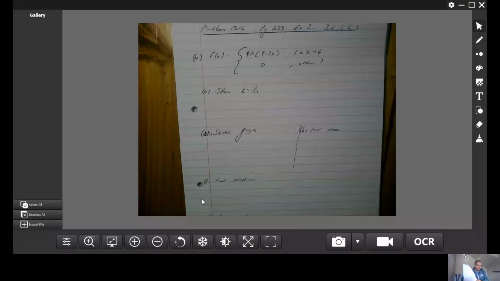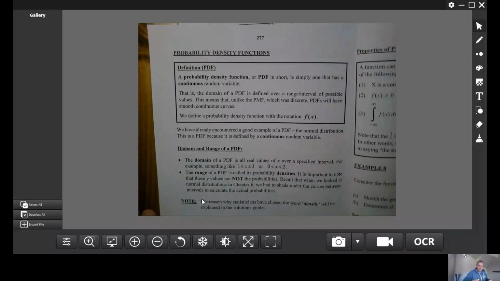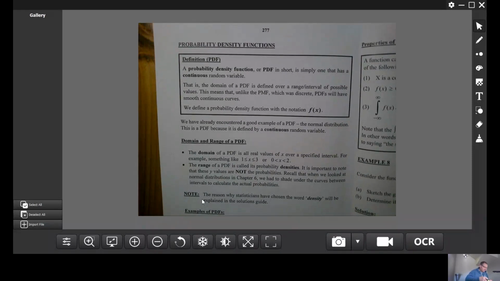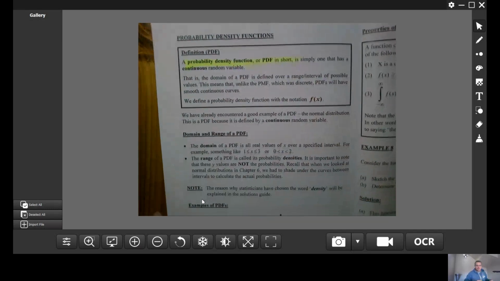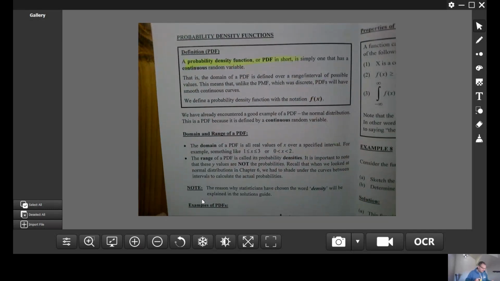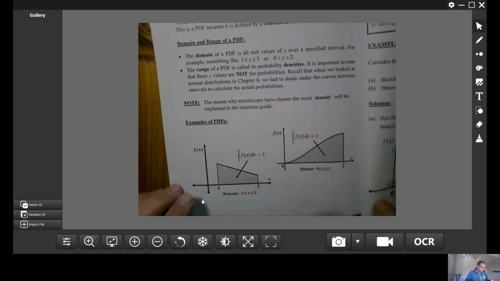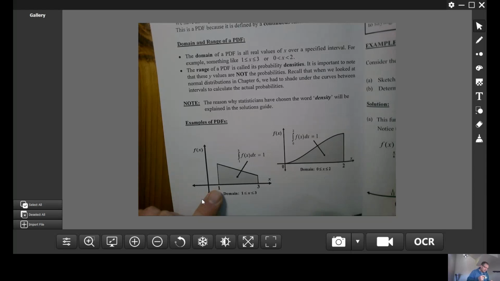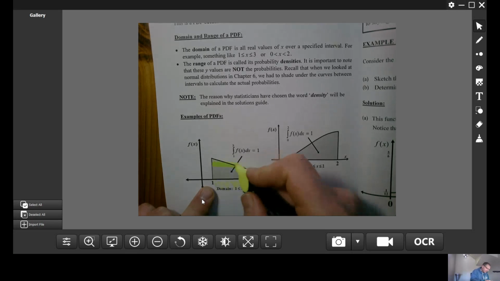Okay. So, just to quickly run through a couple of things. So, guys, the key idea with probability density functions is that it's for a continuous random variable, like a normal distribution. And unlike with the probability mass functions, where you could read off the probability, to find the actual probability is not a value, it's an area.